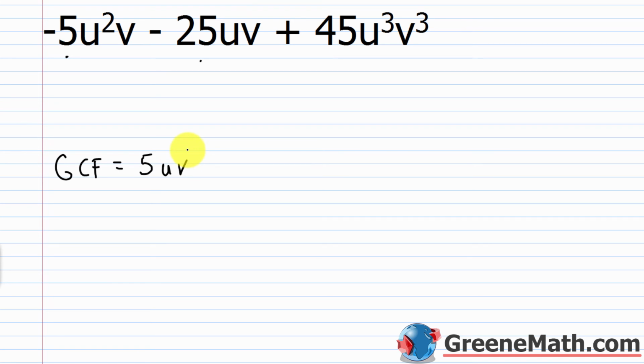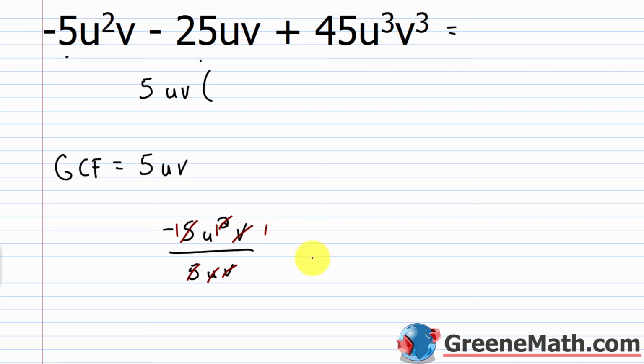Okay, so if we want to pull this guy out, let me write this down here. You'd have 5uv outside of parentheses. So I'm going to divide each term here by this. So negative 5u squared v over 5uv. We know that negative 5 over 5 is negative 1. u squared over u is u to the 1st power. v over v is 1. So you'd have a negative u basically. Negative u. And then you would have minus.